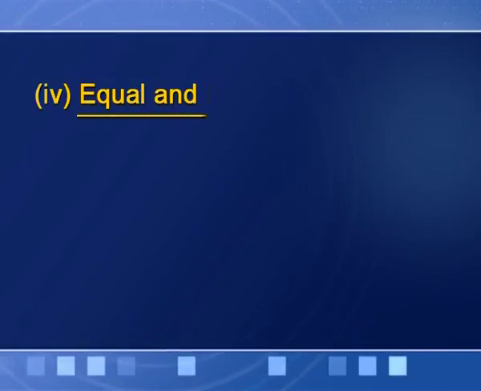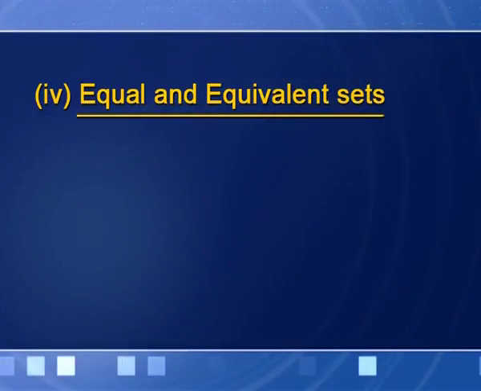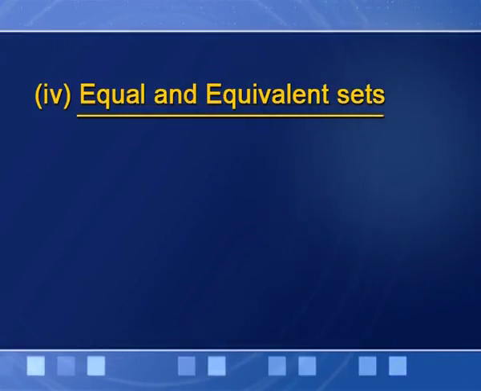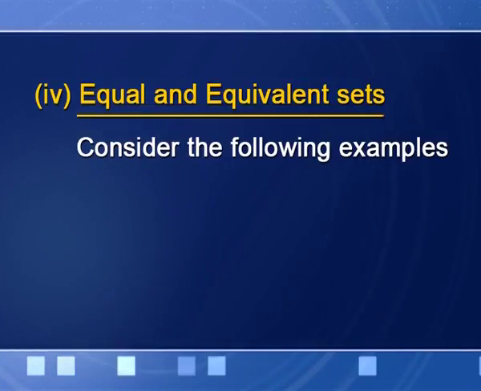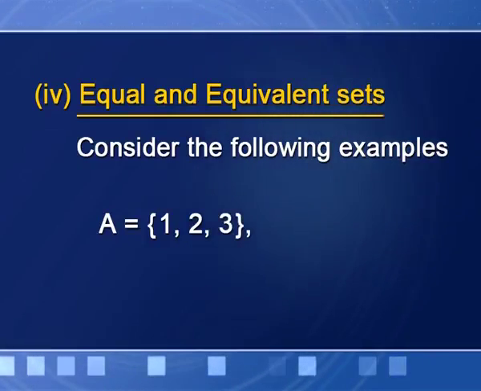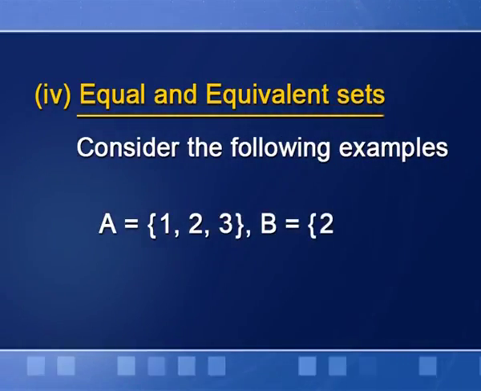Next we are having equal sets and equivalent sets. Friends, equal sets are the sets which are having all the elements equal to each other. For example, suppose we are having a set A which is having elements 1, 2, 3. Another set B having elements 2, 3, 1. Now since while writing a set, the order of elements does not matter, set A and set B both are having the same 3 elements. So these two sets will be equal sets.